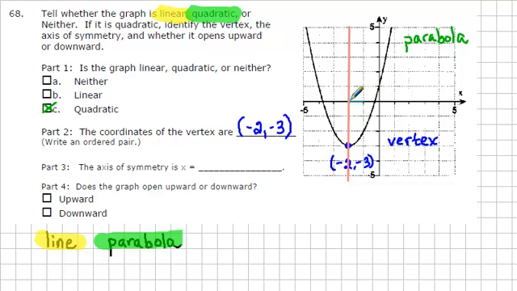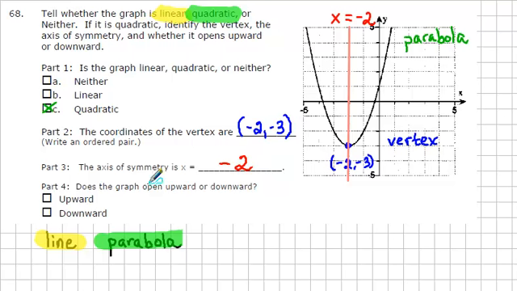Now notice that every point on the axis of symmetry has an x-coordinate of -2. So the equation of the axis of symmetry is x is equal to -2. So the axis of symmetry is x is equal to -2.